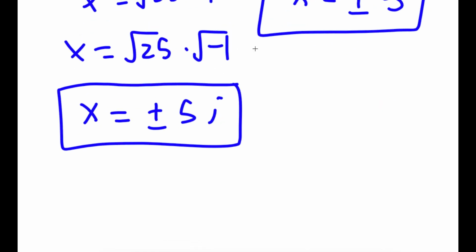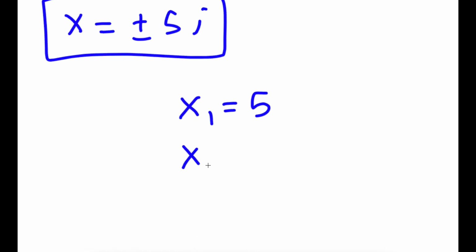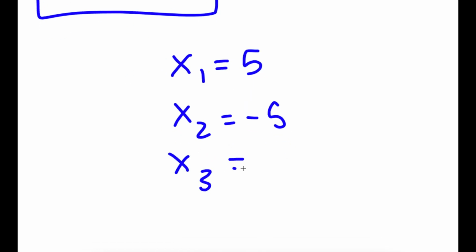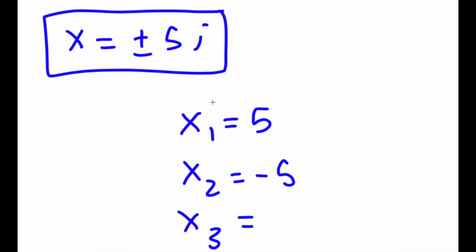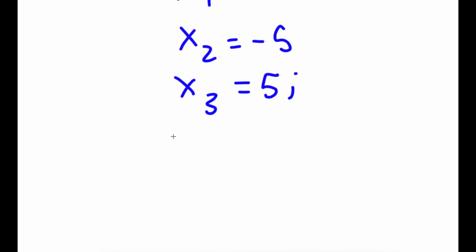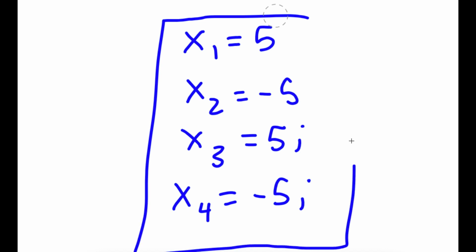So my four solutions to this problem are, the first solution is 5. My second solution is negative 5. My third solution is positive 5i. And finally, my fourth solution is negative 5i. So these are my 4 solutions to this problem.